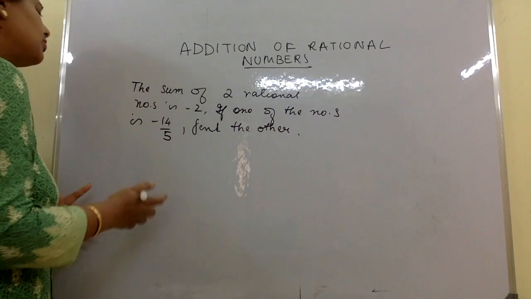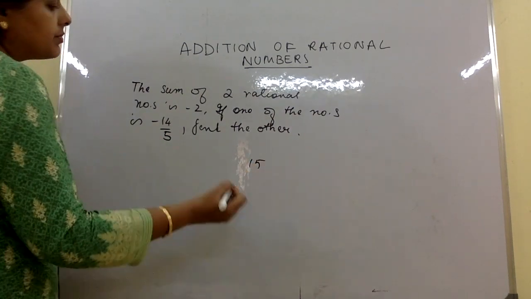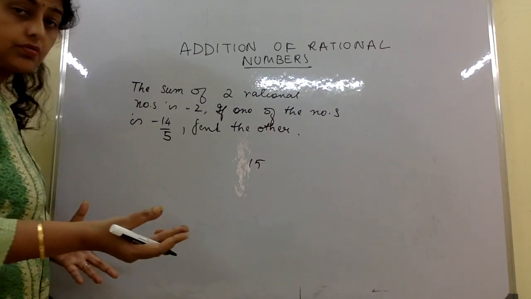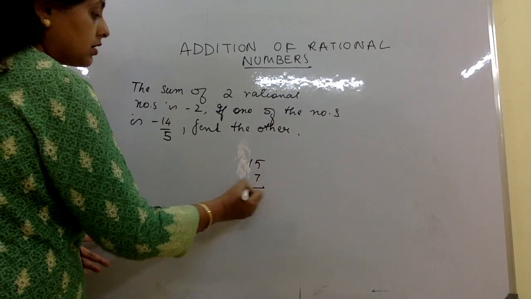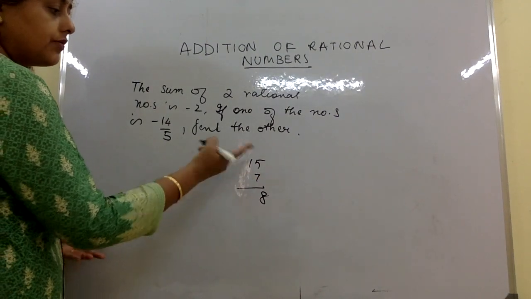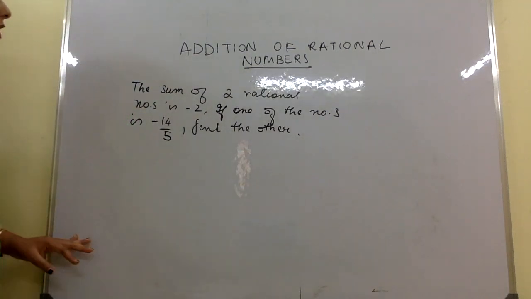So the sum of two numbers is, let's say, 15. One of them is 7. Find the other. What do you do? You just subtract. One of them, whatever it is, subtract it from the sum. So I am going to do the same thing here, just position them in the correct places.